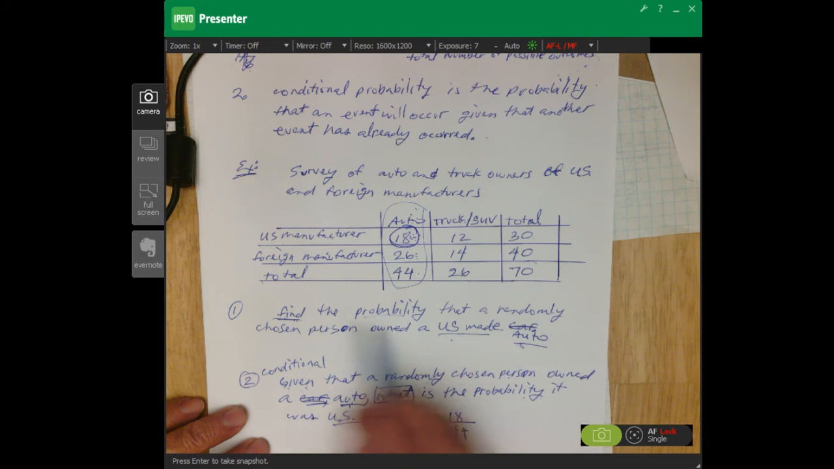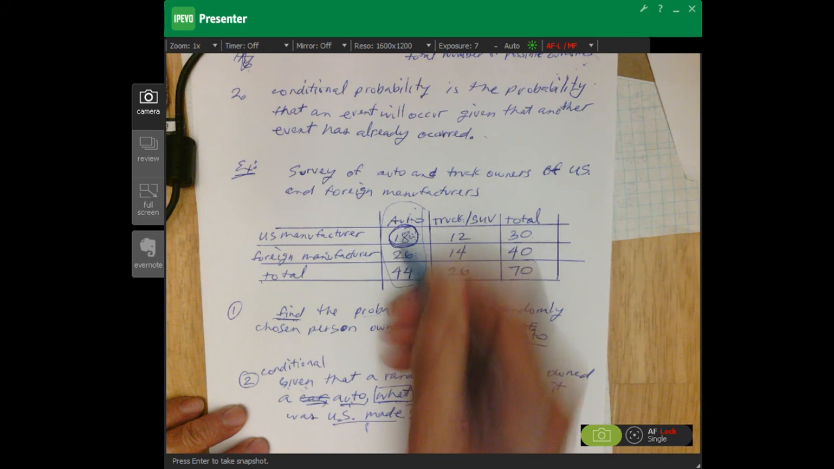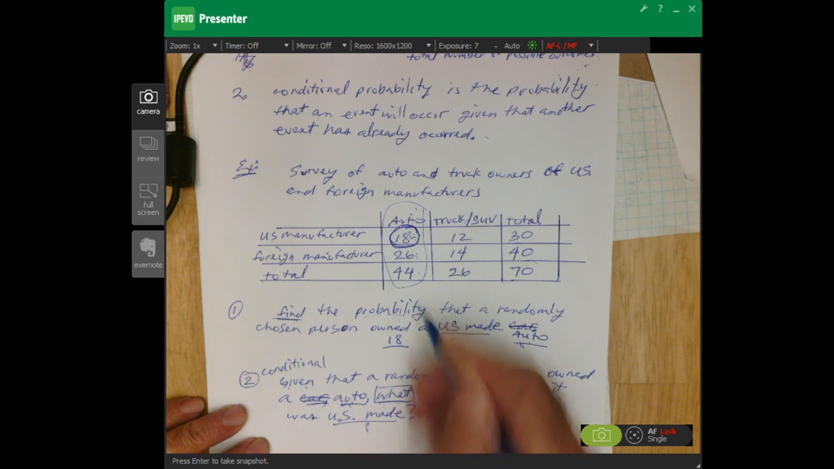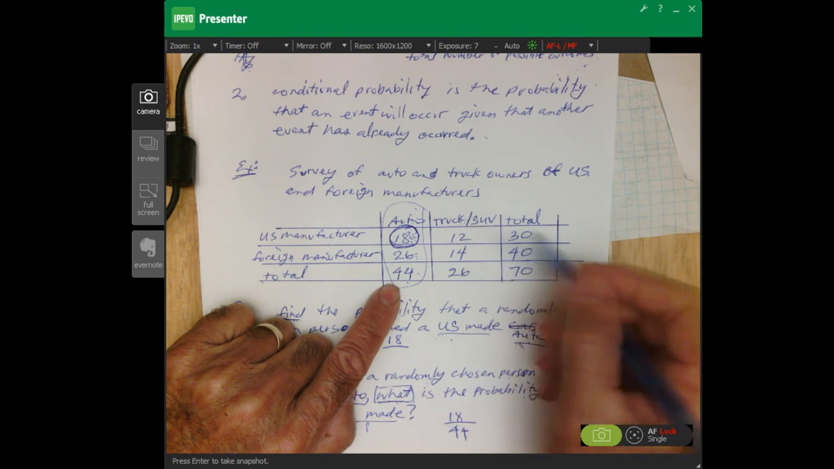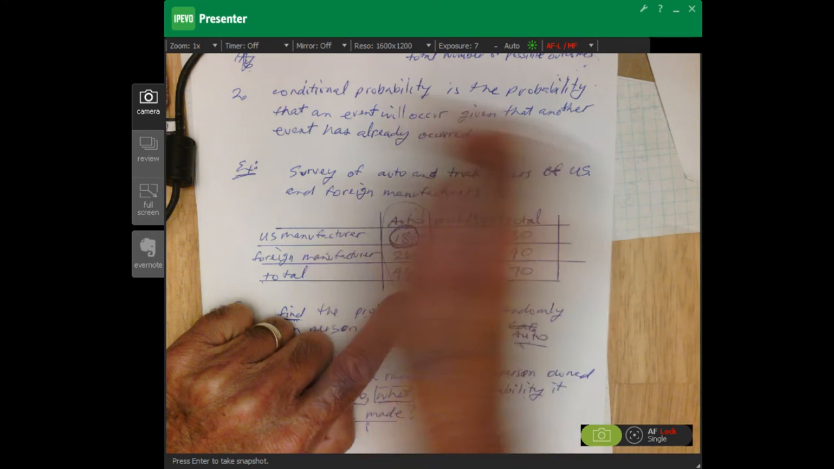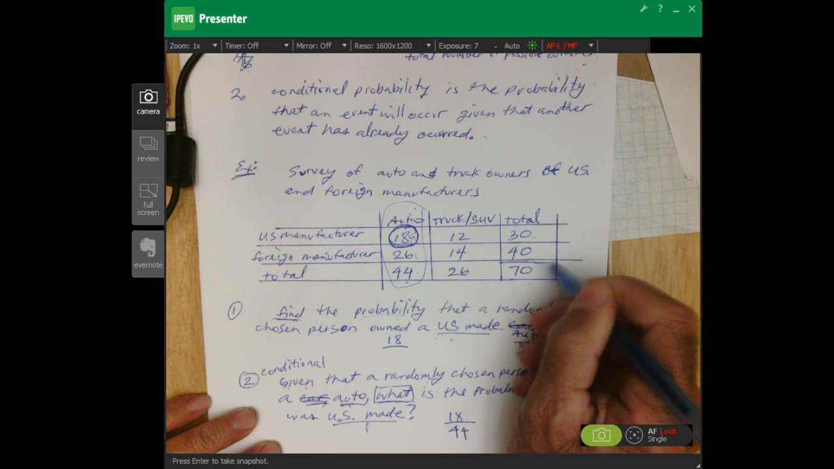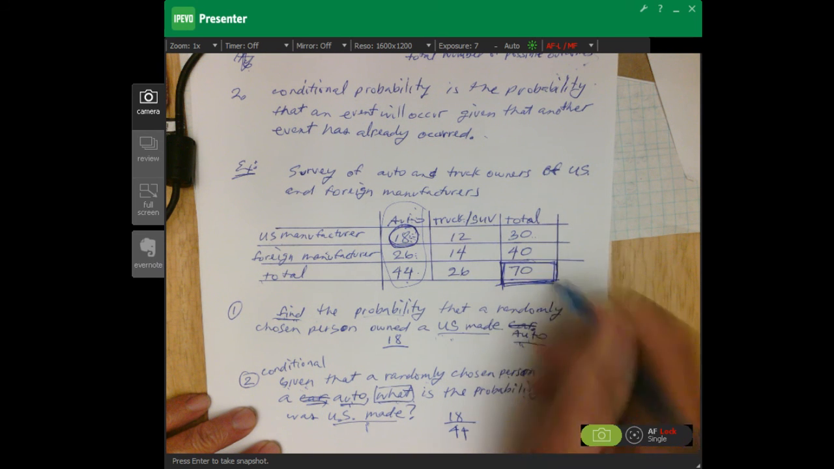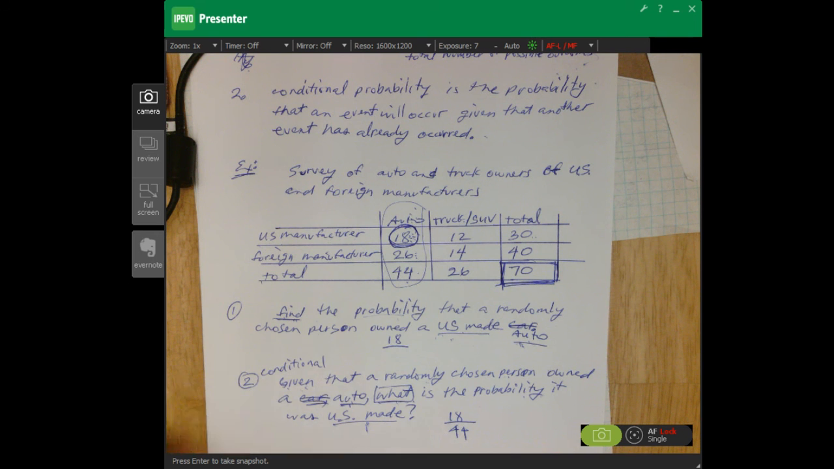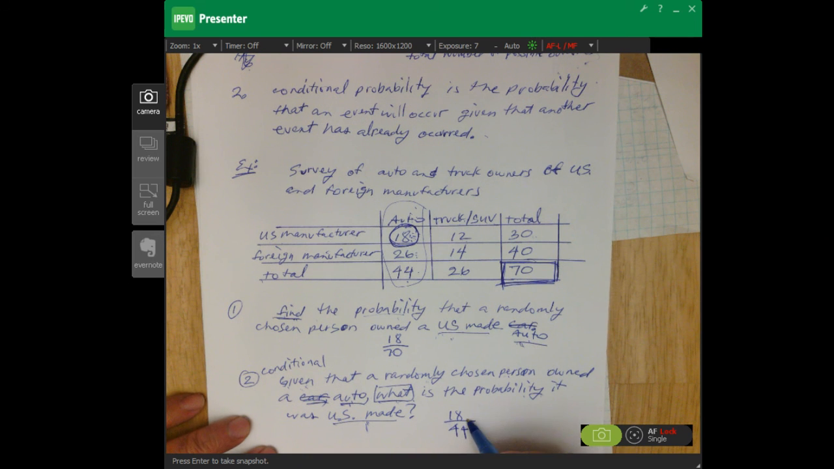On the top of the first question, it says find the probability that a randomly chosen person owned a U.S.-made auto. Well, it's still going to be 18 in the numerator. But we don't know which group it's going to be, so we're picking out of the whole group of people that we asked, the grand total. So we're going to look over here and we're picking out of 70. So that's the difference, basically.